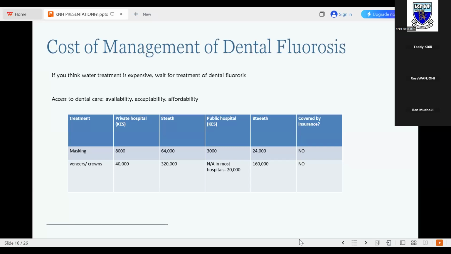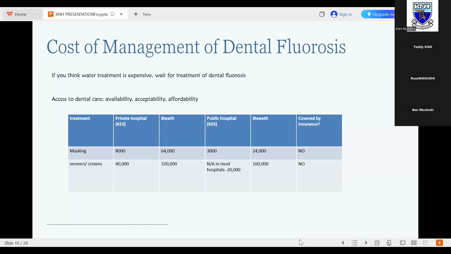And this is not just for you as an individual, but also for policy makers, because as we'll see later, we have huge impacts. Dental fluorosis is really laying a huge burden on the already straining healthcare system. Access to dental care: we only have 2,000 dentists in the country, serving over 55 million Kenyans. So some people may never get to be served by a dentist. And remember, these dentists are usually highly concentrated in the urban areas.